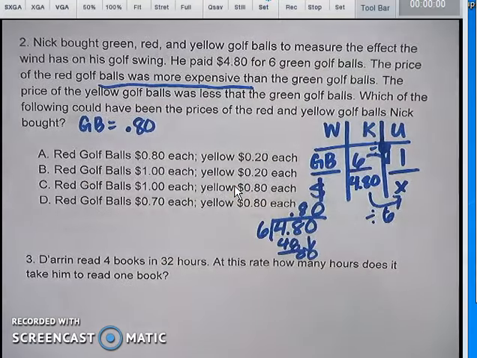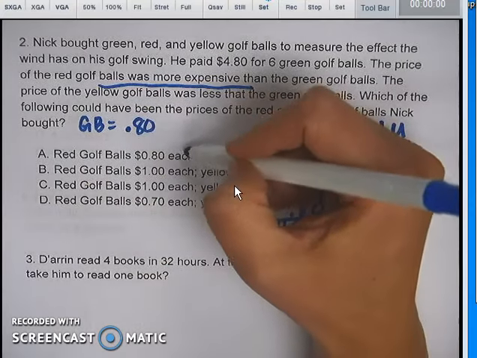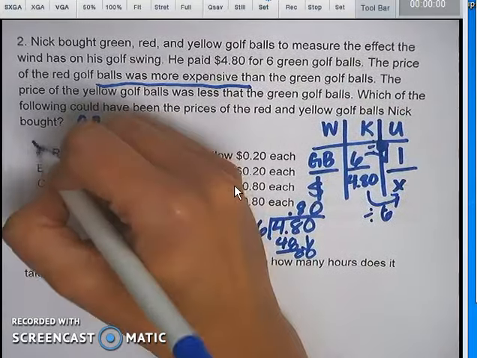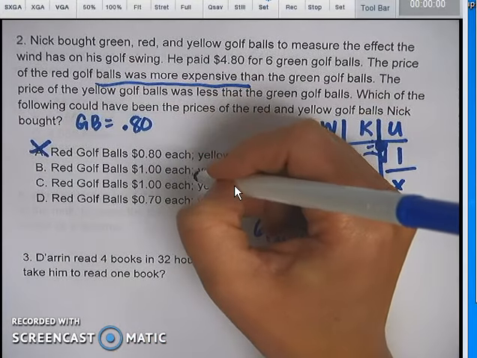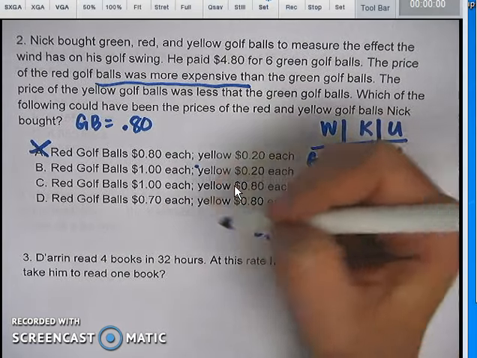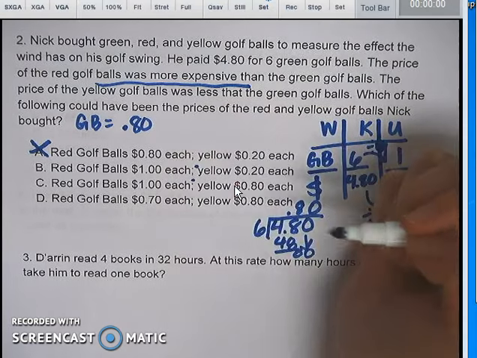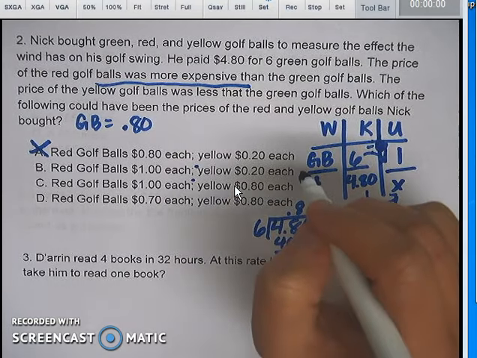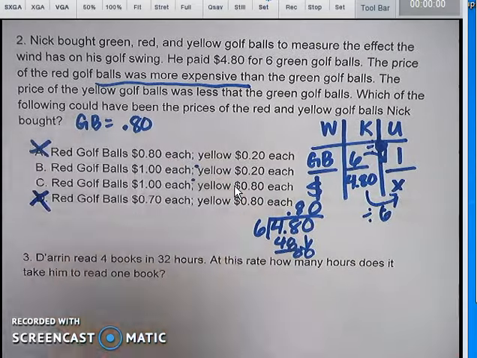So red has to be greater than 80. So red golf balls are 80 each. That is not more expensive. Red golf balls were $1. That's okay. Red golf balls were 70. That is not okay. That is not more than 80.